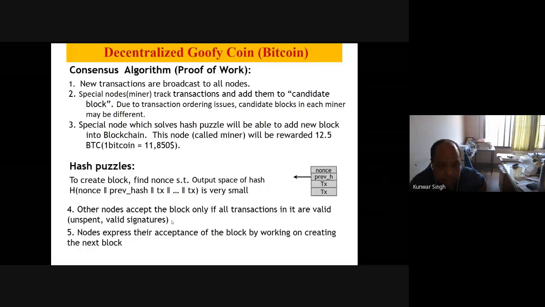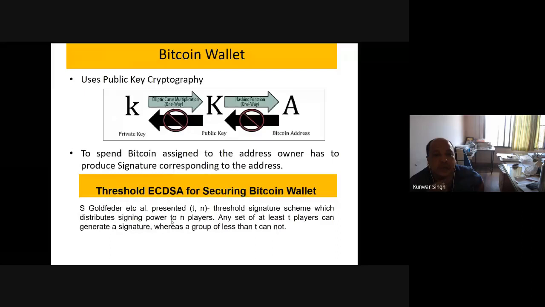Now we'll see anonymity, and the Bitcoin wallet. Here there is no hard currency; it is all digital currency. There is no physical wallet. So where is the money? The money is only digital. I will tell you how.